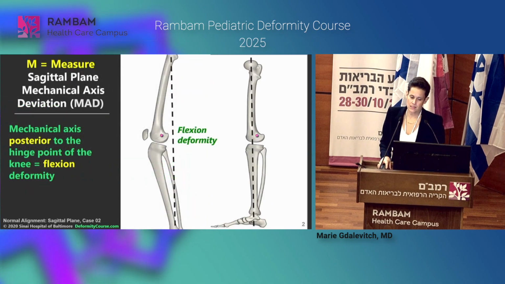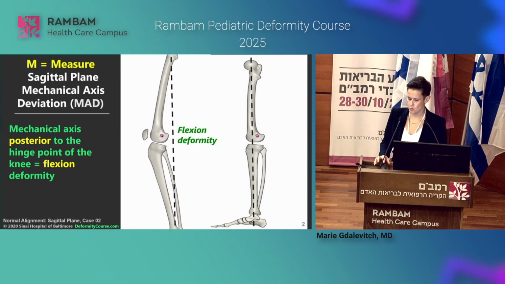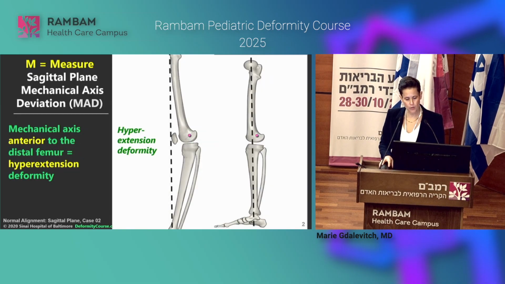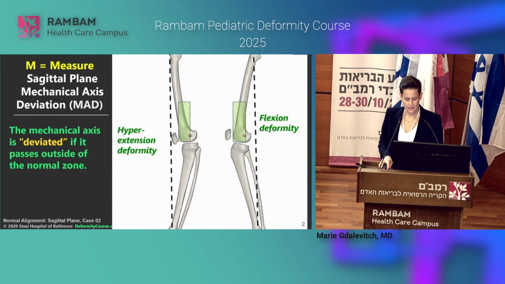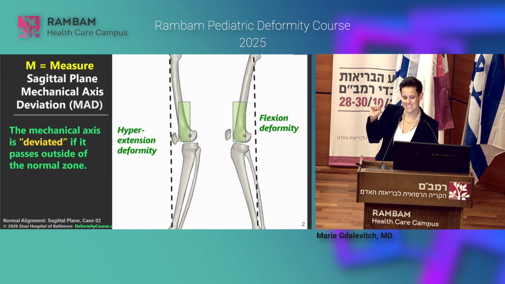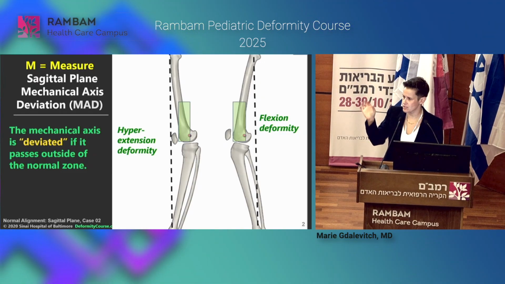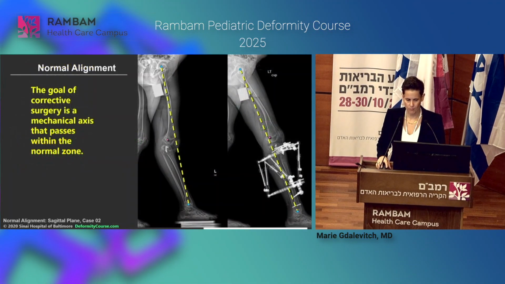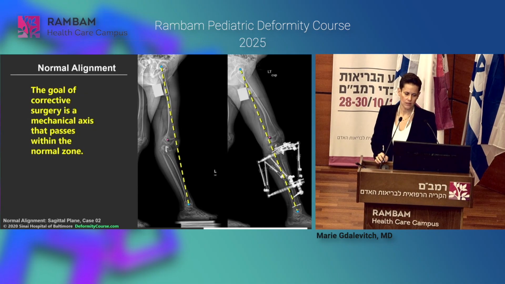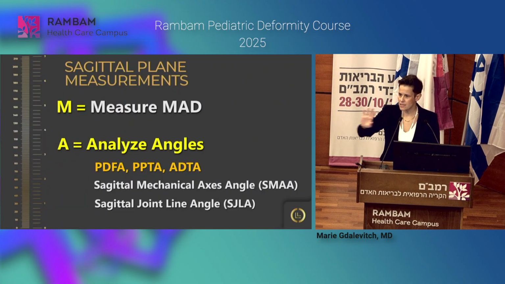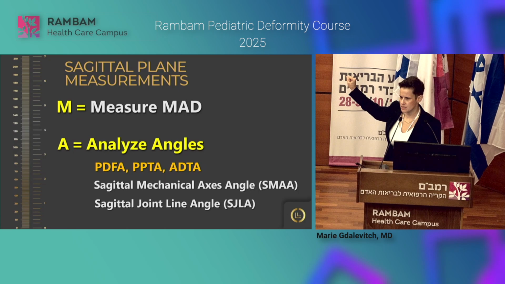Now, when this line passes posterior to the hinge point of the knee, you have a flexion deformity. When it passes anterior, like I showed you in that case, you have a hyperextension deformity. And the way we know that the mechanical axis is deviated is if it passes outside the normal zone, which is the confines of the femur. The goal of our surgery is for the mechanical axis to pass within this normal zone, anterior to the hinge point of the knee. So that's the mechanical axis and mechanical axis deviation.